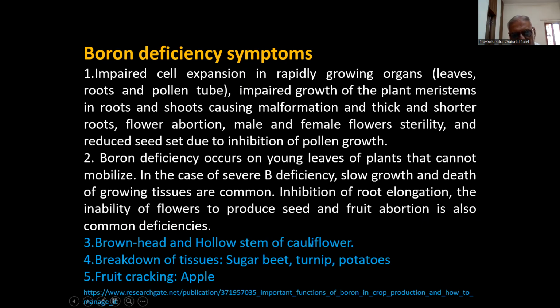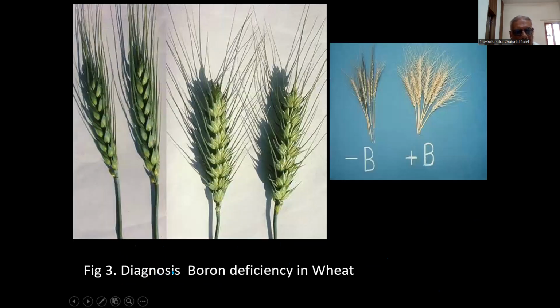Brown heart and hollow stem of cauliflower, breakdown of tissue in sugar beet, turnip, potato, then fruit cracking in apple. So it is required if you want better quality of the fruit, then we have to apply the boron. So boric acid or boron powder. Then diagnosis of boron deficiency in wheat crop.